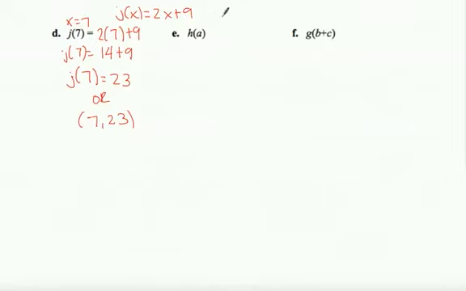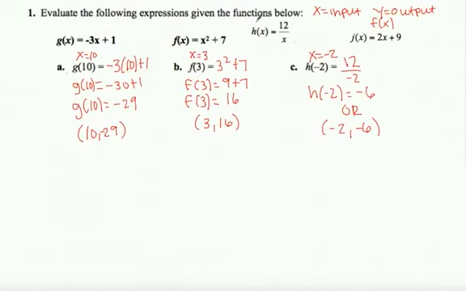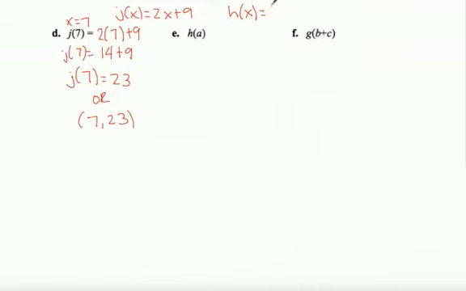For E, I need to find h of a. So I'm going to start with h of x equals, and I'm going to go back here to get that. So that was 12 over x. And this time they're asking me to plug in a as my input. So what that means is x is going to be equal to a. So anywhere I see an x, I'm going to replace it with an a. So h of a is going to be equal to 12 divided by a. And that is just going to be my answer because I can't simplify it anymore.